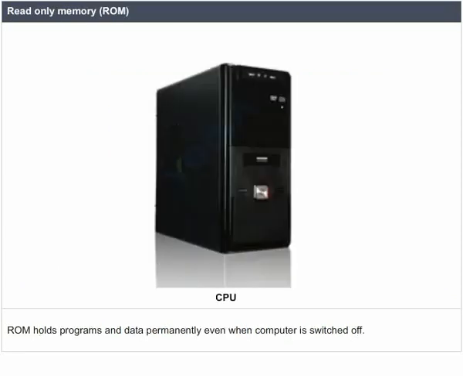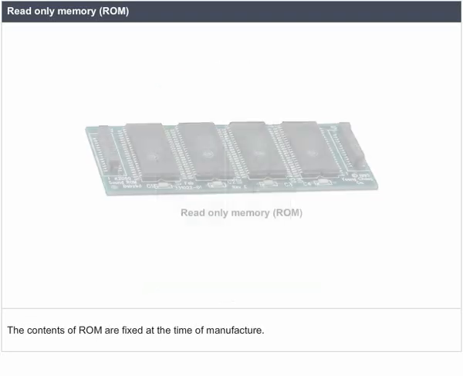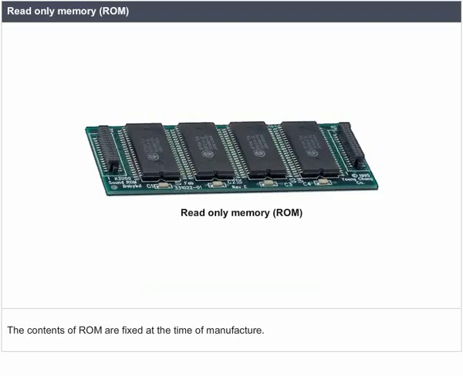ROM, read-only memory. ROM holds programs and data permanently even when the computer is switched off. Data can be read by the CPU in any order, so ROM is also direct access. The contents of ROM are fixed at the time of manufacture. Stores a program called the bootstrap loader that helps start up the computer. Access time of between 10 and 50 nanoseconds.